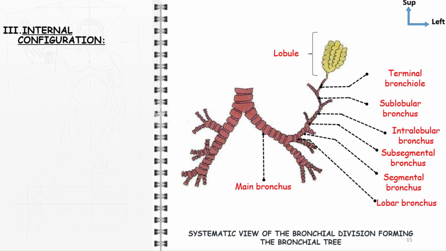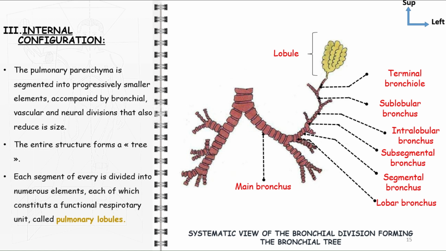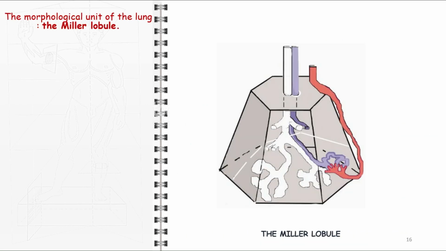Another aspect of the anatomy of the lung is its internal configuration. The pulmonary parenchyma is segmented into progressively smaller elements, accompanied by bronchial, vascular, and neural divisions that also reduce in size. This entire structure forms a tree. Each segment of each lobe is divided into numerous elements, each of which constitutes a functional respiratory unit, called pulmonary lobules. The morphological or anatomical unit of the lung is the Miller lobule. It varies in size, measuring 10 to 25 millimeters.